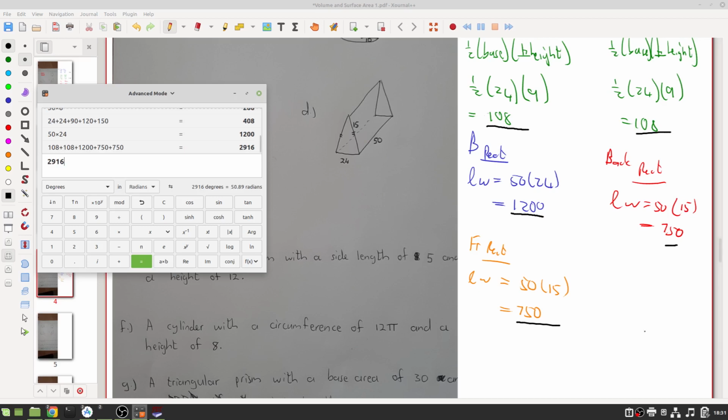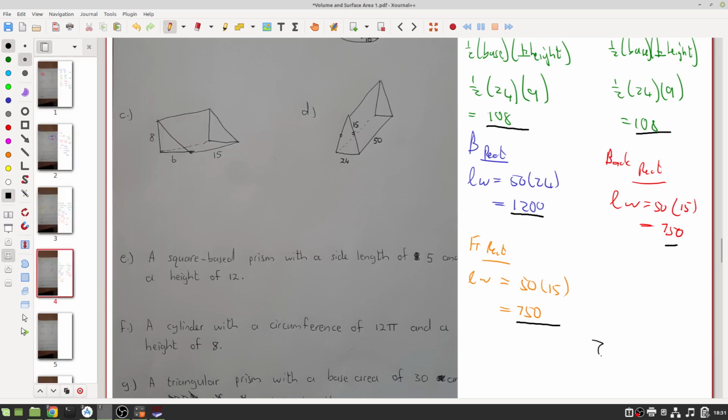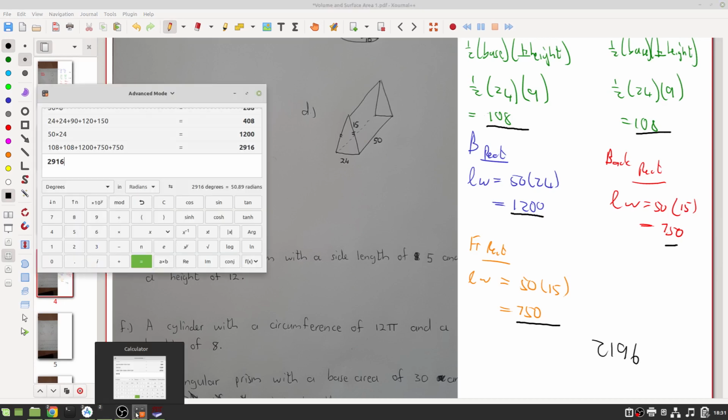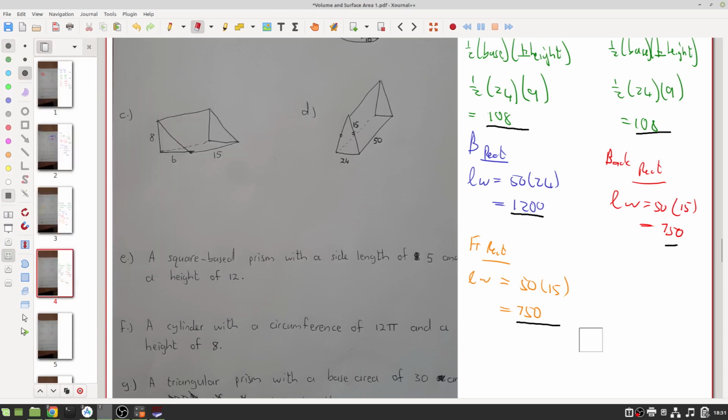So 2,196. That is 2,916. My bad, I lied to you. 2,916. Okay, so that is the total surface area of this shape.